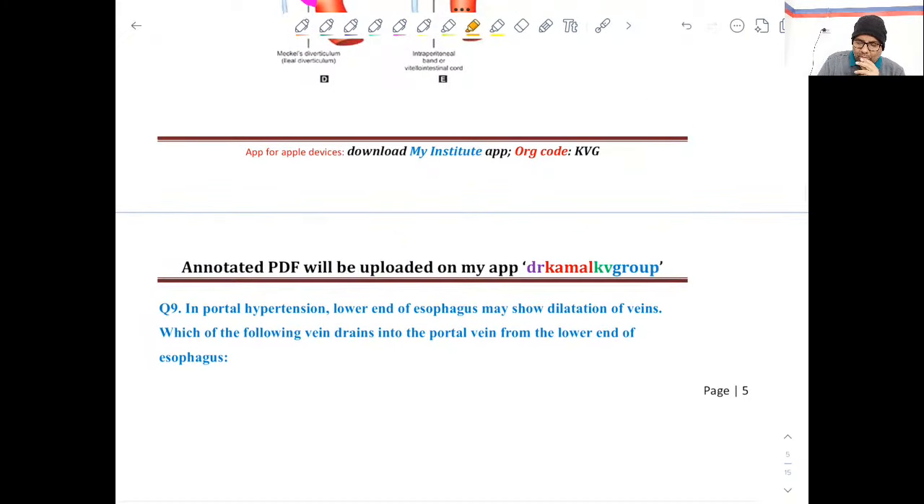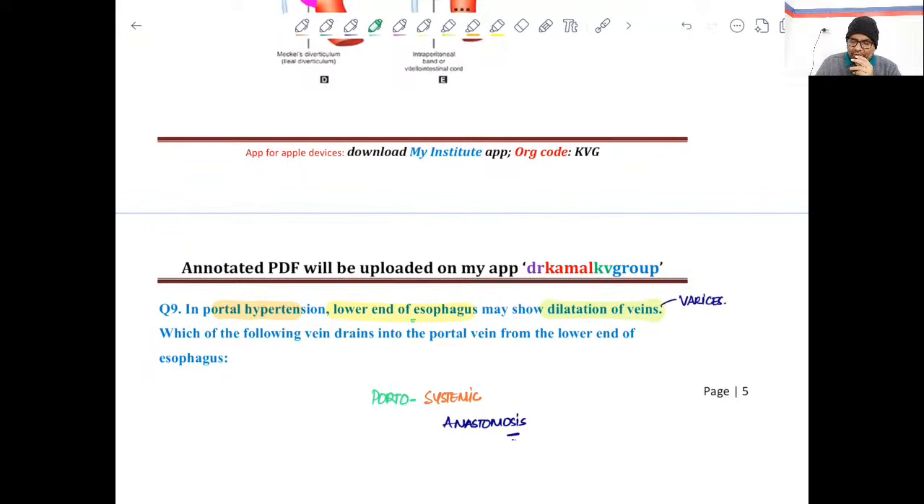Then moving forward, in portal hypertension, obviously there will be opening up of portosystemic anastomosis, and one such site is the lower end of the esophagus, where the patient will have dilatation of veins, which is also known as varices. And since we call it portosystemic anastomosis, it means the veins of the portal system and the systemic veins make anastomosis here. Now here in the lower end of the esophagus, you have to remember which vein is from the portal system and which vein is from the systemic system.